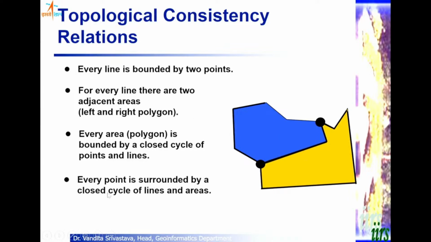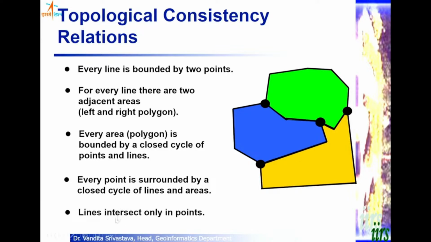Every point is surrounded by a closed cycle of lines and areas. Like if you talk about this point, then it is surrounded by these three polygons, it is surrounded by these many lines, it is placed upon these many lines. So these are the simplest topological rules, the basic topological rules, I would say. Your data set needs to be consistent with respect to these rules. If it is not consistent, you will not be able to perform certain types of analysis. But for some other types, you may not require all the topological rules to be followed.